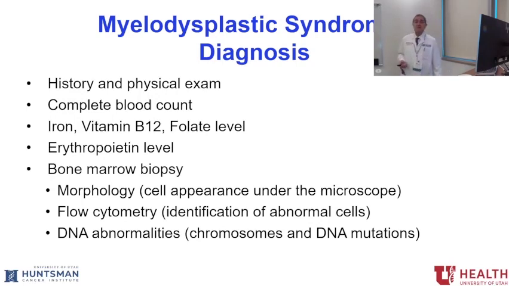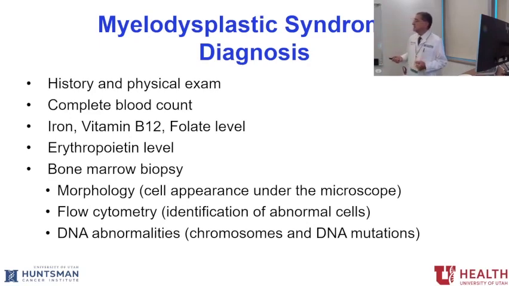But the final diagnosis is usually made based on the bone marrow biopsy. That's the procedure where, using special needles, we get a sample of the bone marrow and we do a lot of analysis on it in the lab. This includes what's called the morphology, where the pathologist looks at the cells under the microscope, and dysplasia means abnormal, so the cells could look abnormal under the microscope.